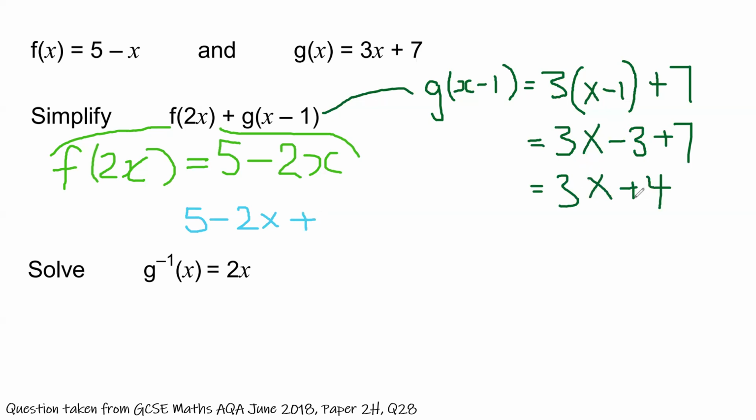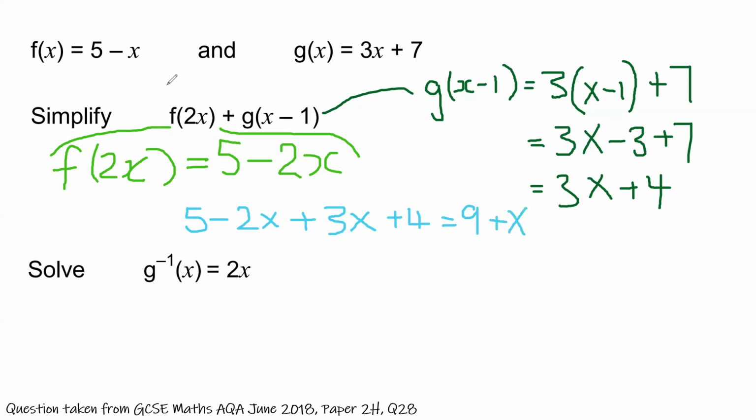If you had some negatives in here, I would suggest that you put it in brackets just to make sure that you're not muddling anything up, changing any signs. Plus, in this case, we've got plus 3x plus 4. So if we simplify all this, we end up with 5 plus 4, which is 9, and minus 2 plus 3x, which is plus x.